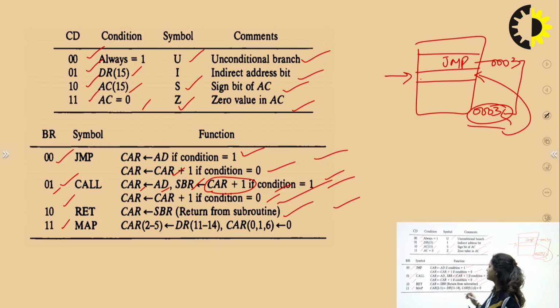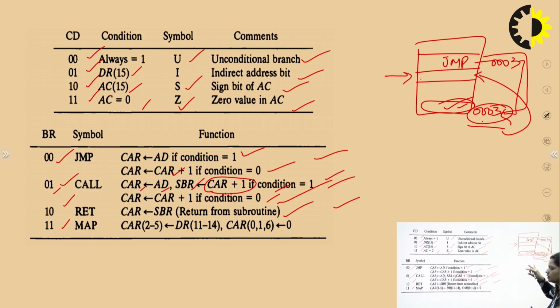Next is RET, return. This is the logic I am talking about. When this jump occurs and the jumped instruction is performed, executed and completed, we have to come back to the next instruction in the sequence. For that, what will we do? We will use this return instruction, and the address where we have to return is stored in the subroutine register.